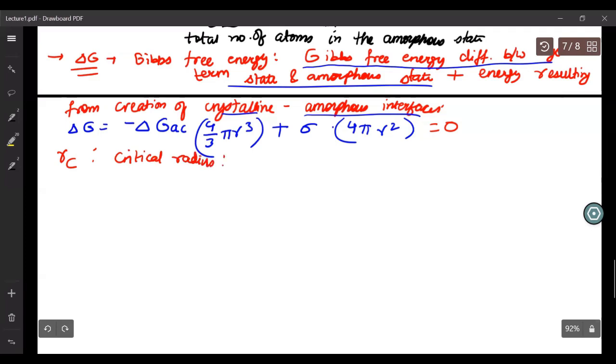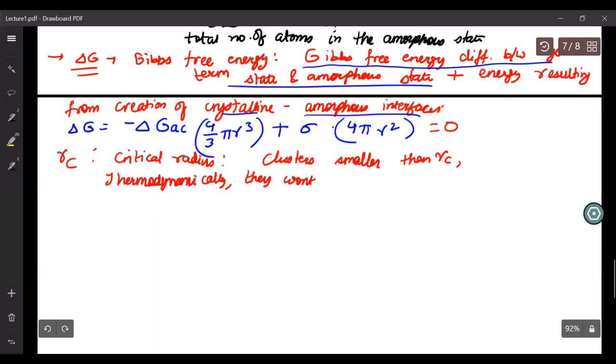simply tells you that if you have clusters smaller than RC, then thermodynamically they won't be favored. They won't be favored, or they won't be stable. Let me say that they won't be stable, or they would be unstable, right?